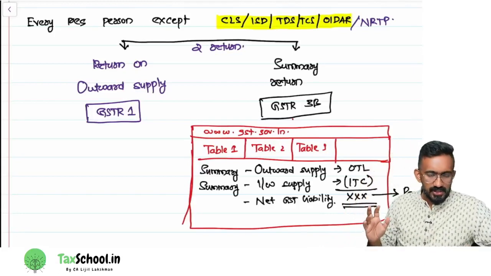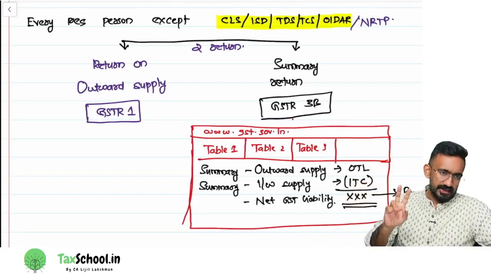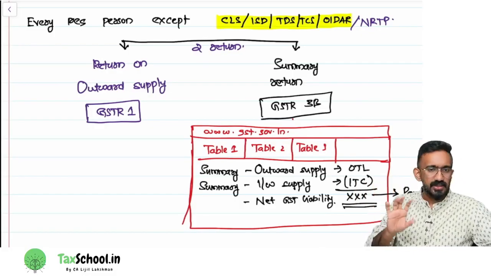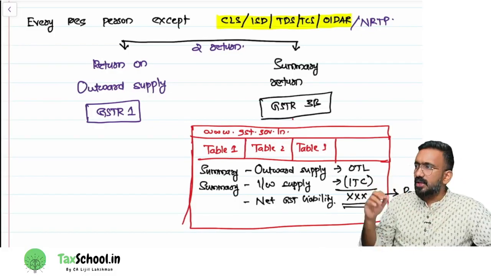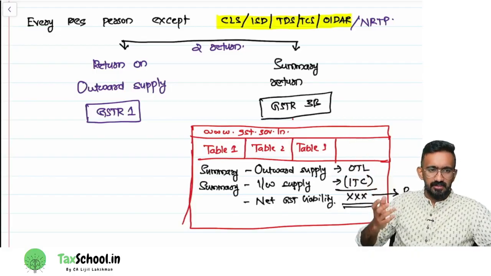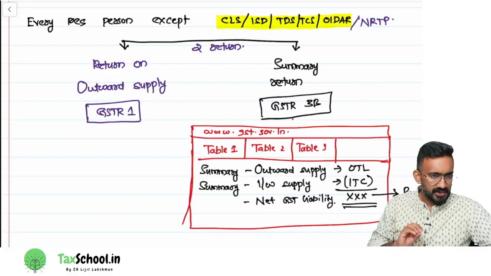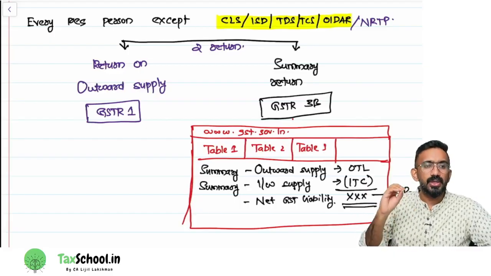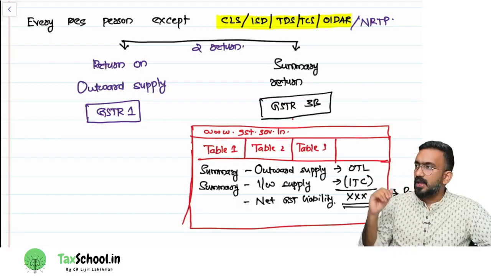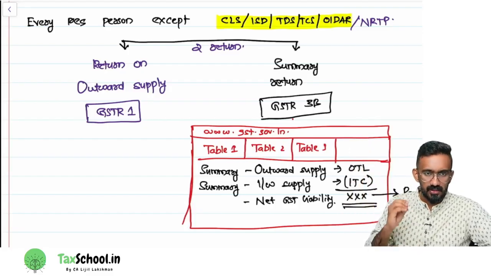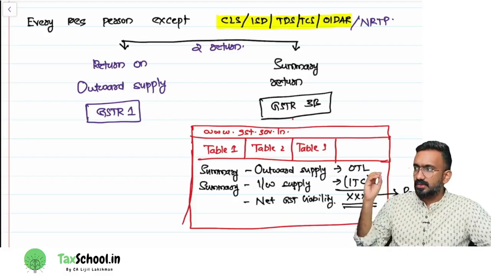Every registered person will have to do two filings on a monthly basis. One return called GSTR 1, which is there in section 37. And there is another return called GSTR 3B, which is section 39 subsection 1. What does section 37 say? It talks about a return on outward supply, GSTR 1. And GSTR 3B is called the summary return. GSTR 1, a return on outward supply; 3B, the summary return.